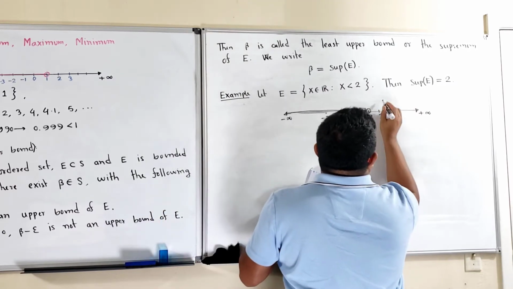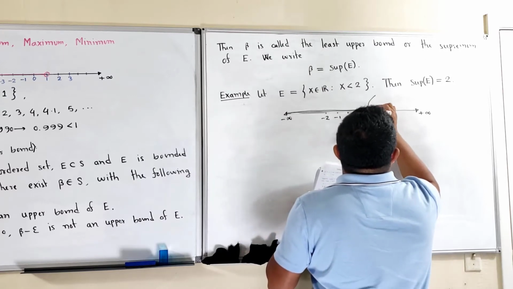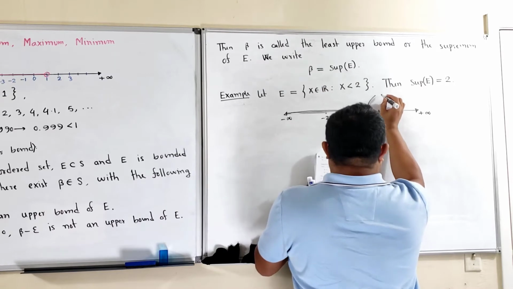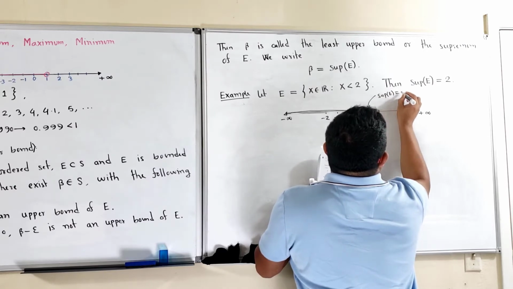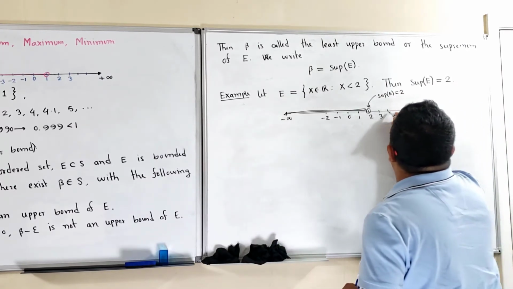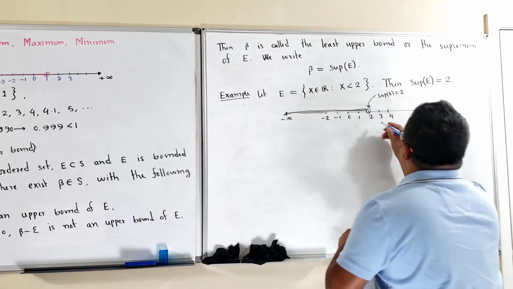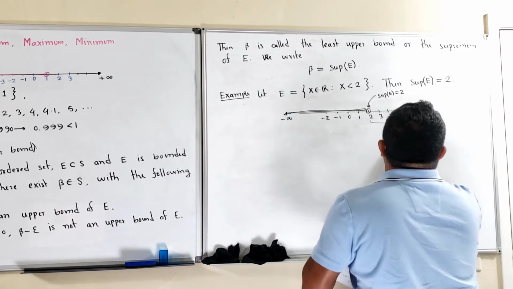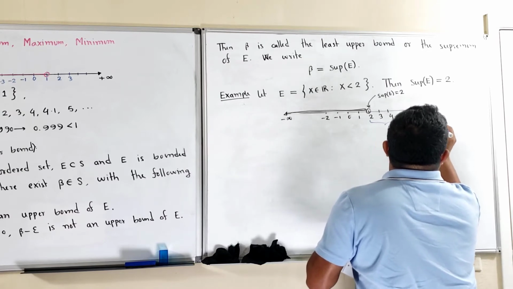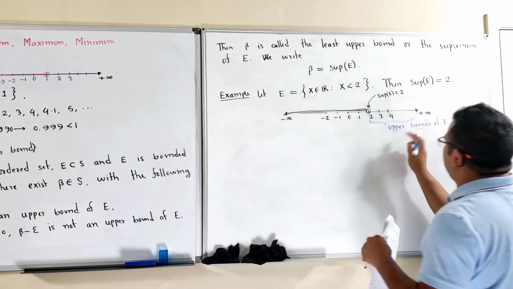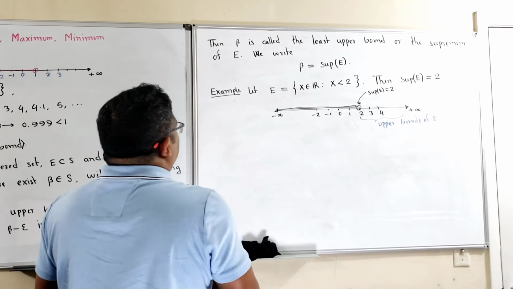And this 2 is the supremum of the set E. All other numbers above it are upper bounds of the set E. So among all upper bounds, 2 is the least one.